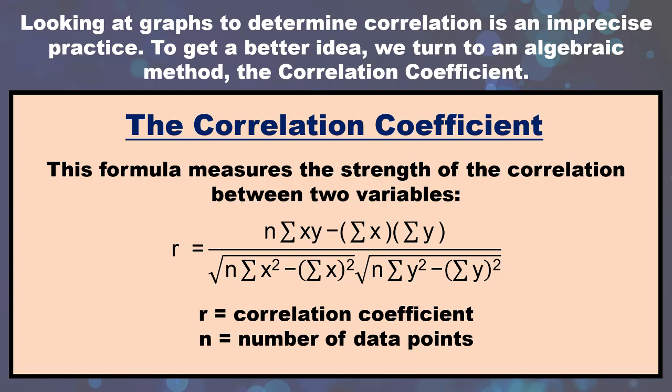In the denominator, there's 2 square roots. You have to take each x and square it and add them up. You have to take the x's and add them up and then square them. Same thing with the y's. You have to square them and add them, and then add them, then square them. And this value will be your correlation coefficient.